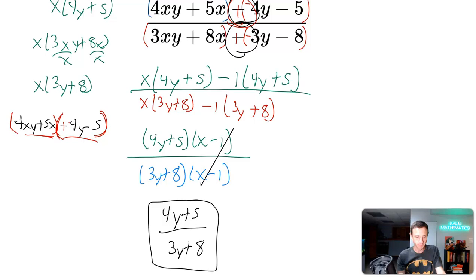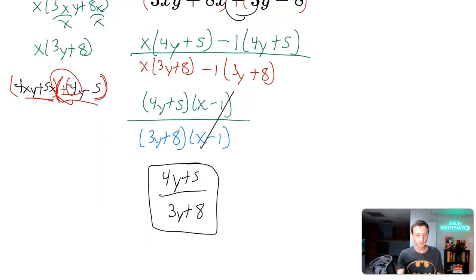But a lot of people will just prefer plus minus, and I've actually started to adopt that method in class. I think that's a little bit easier for students to grasp. So, all right, 4y plus 5 over 3y plus 8. Hopefully this helped you out.